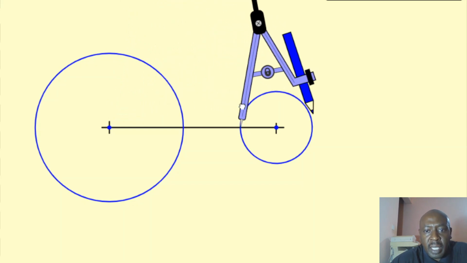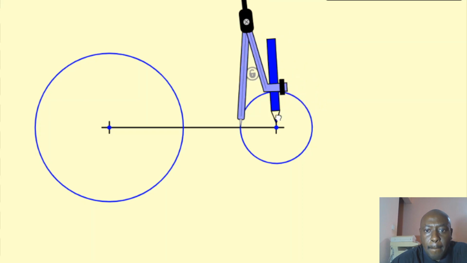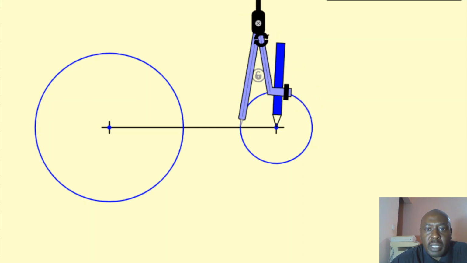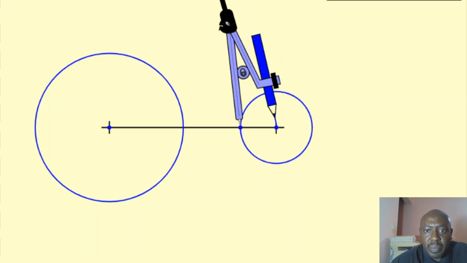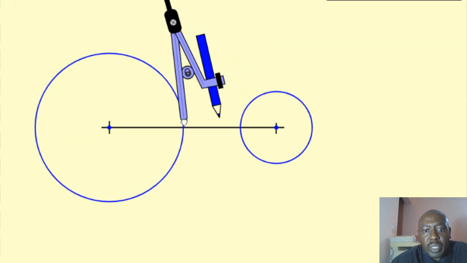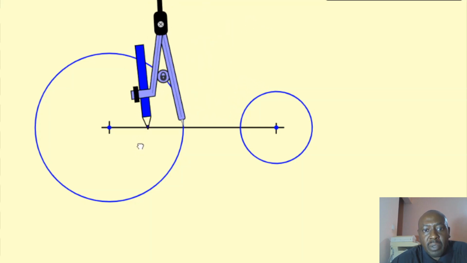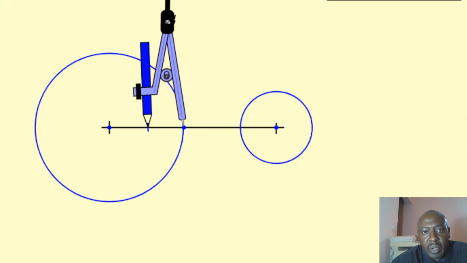The next thing is to transfer the radius of the second circle so that we can subtract it from the radius of the first one. We are just transferring the measurement. Notice that my center of the pair of compass is now at the circumference, because I want the radius which is the difference between the bigger circle and the smaller circle. Okay, that is the mark.